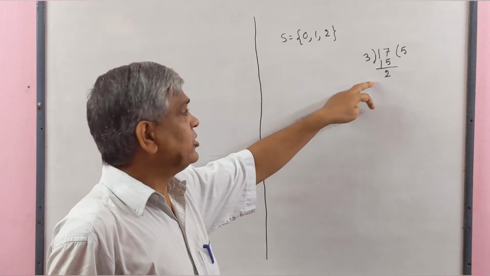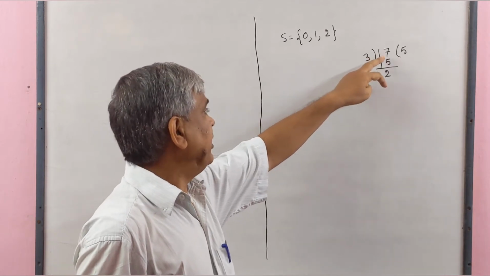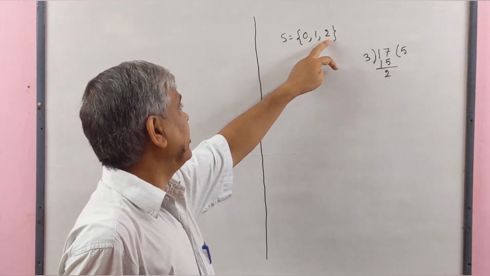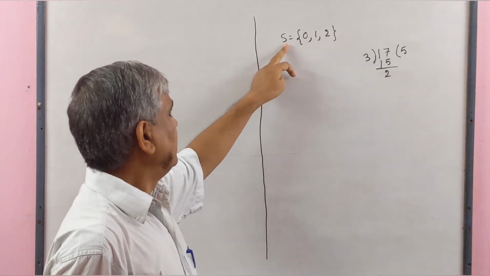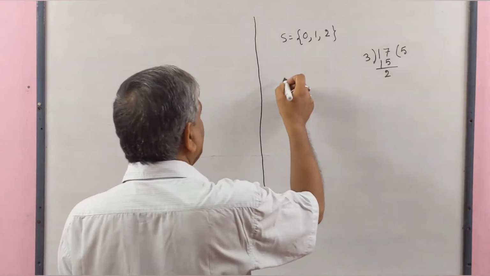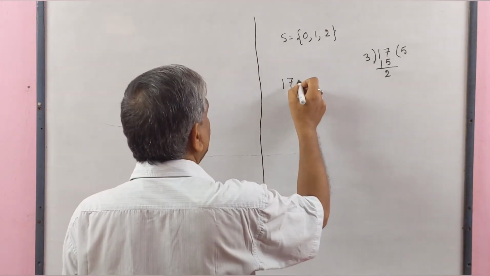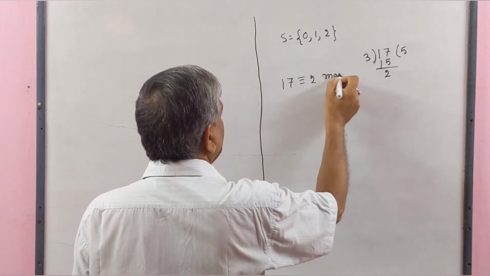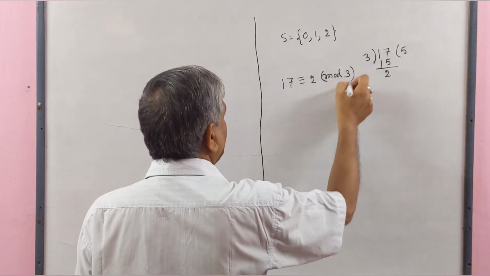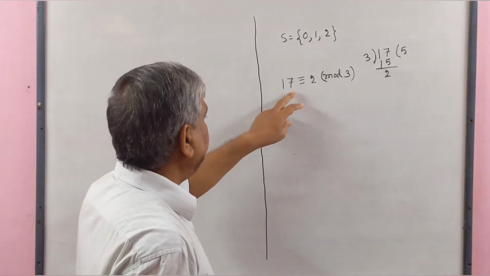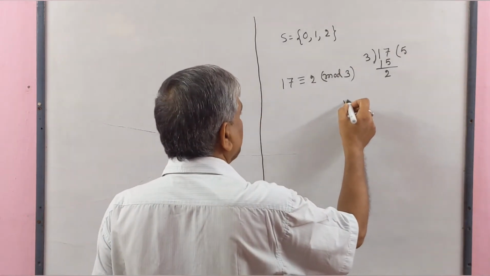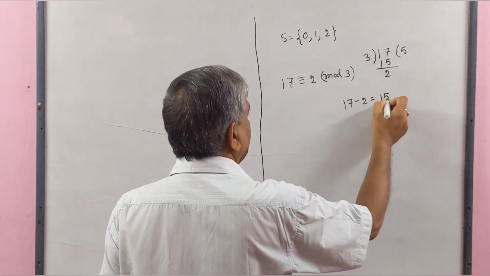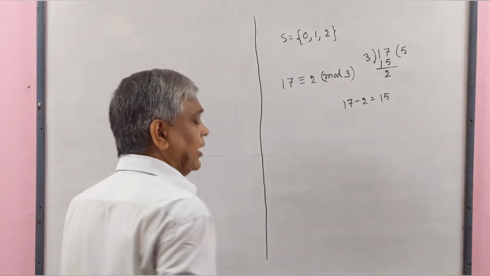Here we see that 17 is associated with unique member 2 of S. We may write this as 17 congruent to 2 modulo 3. That means 17 minus 2, equal to 15, is divisible by 3.